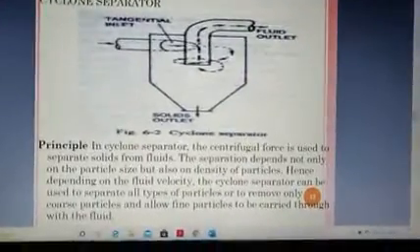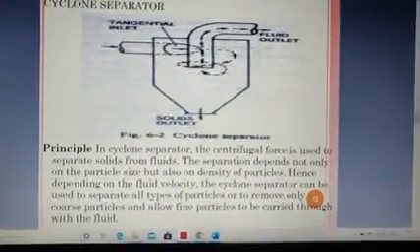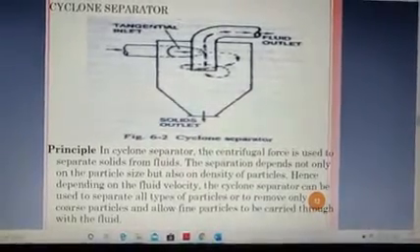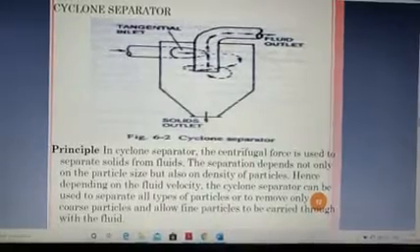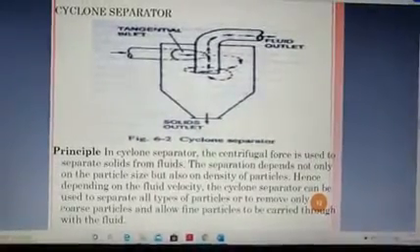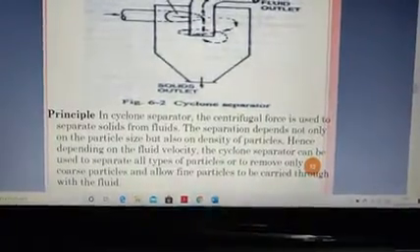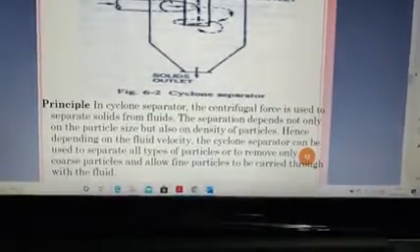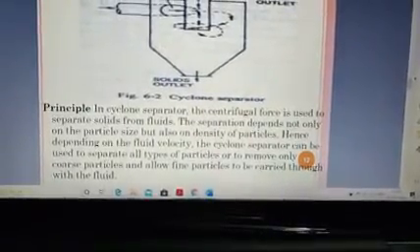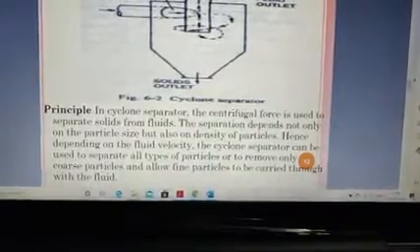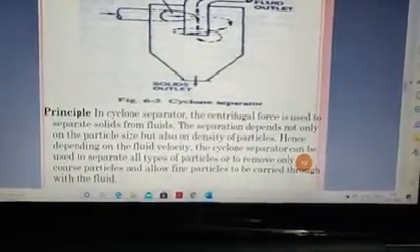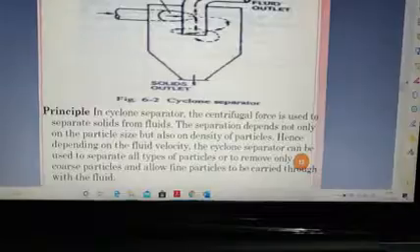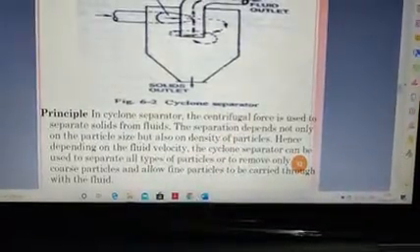Hence, depending on the fluid velocity, the cyclone separator can be used to separate all types of particles, or to remove only coarse particles and allow fine particles to be carried through with the fluid. Meaning, either you can settle down the dense particles and you can allow the fine particles to move with the fluid. Fluid means liquid, the liquid containing in it. So you can have this way separation also. Or fluid meaning liquid or gas. So your dense particle, meaning the coarser particles will settle at the bottom and your lighter particles will move ahead.